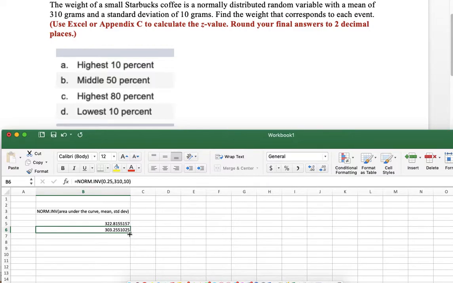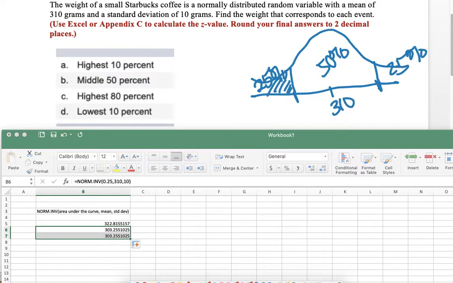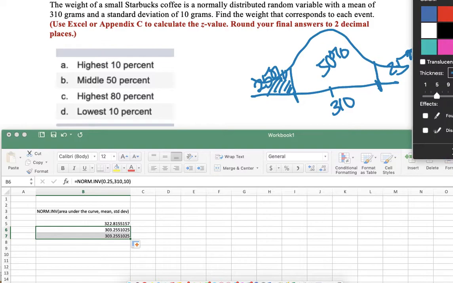I'm going to copy that formula into the next cell, so all I'll have to change is the percent. Excel is nice about doing that: you just grab that rectangle and drag it downward. So we got this value would be 303.26. Now we've got to get this one over here.